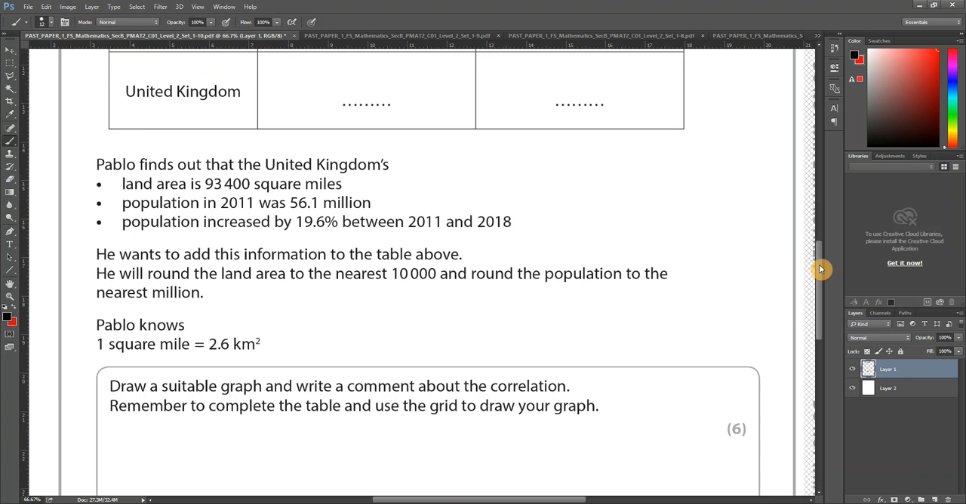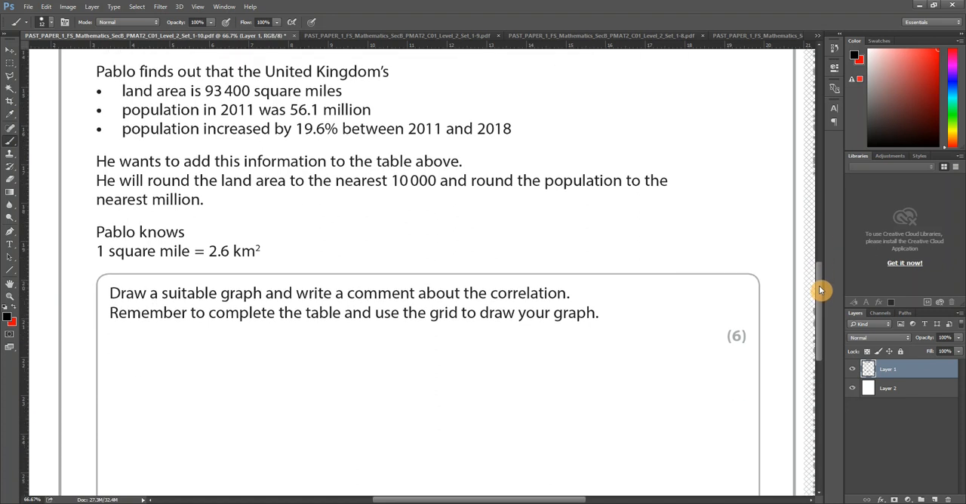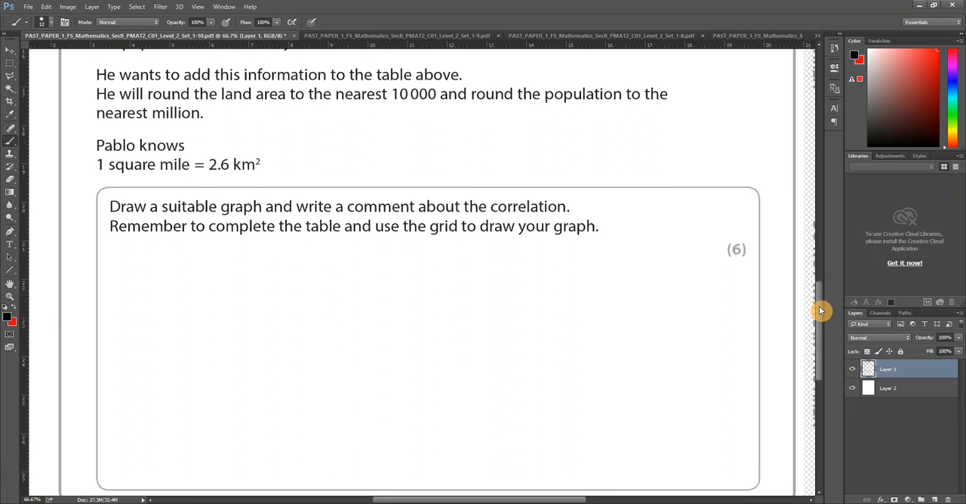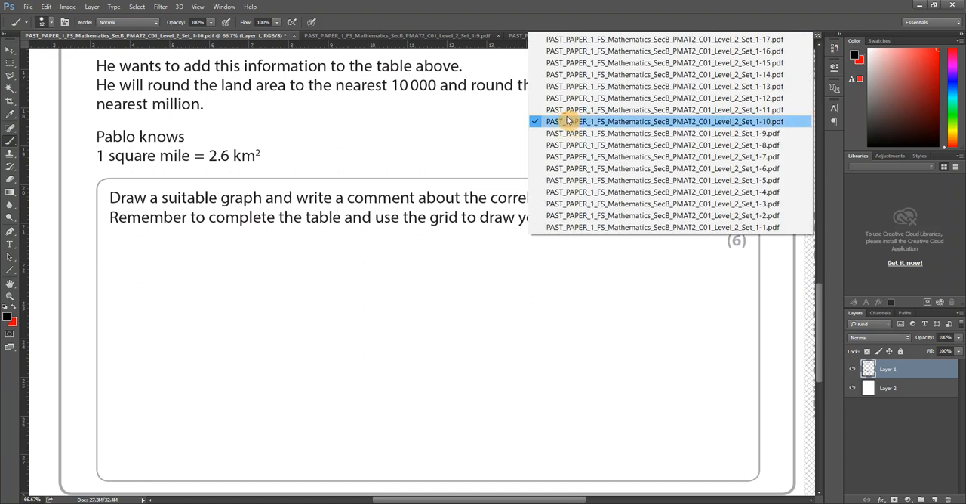He wants to add this information to the table above. He will round the land area to the nearest 10,000 and round the population to the nearest million. Pablo knows that 1 square mile equals 2.6 kilometers squared. Draw a suitable graph and write a comment about the correlation. Remember to complete the table and use the grid to draw your graph. So when he's talking about correlation, that to me tells me they're talking about a scatter graph. Let me just double check the next page.